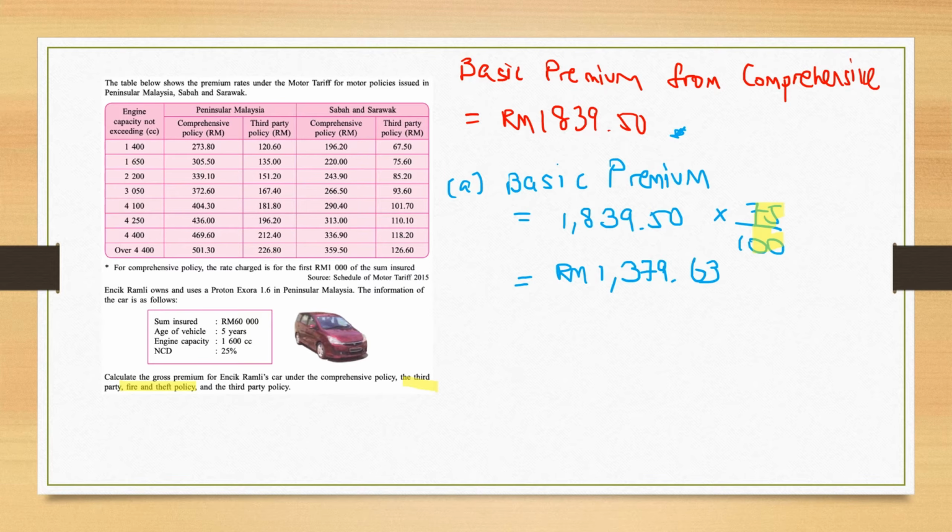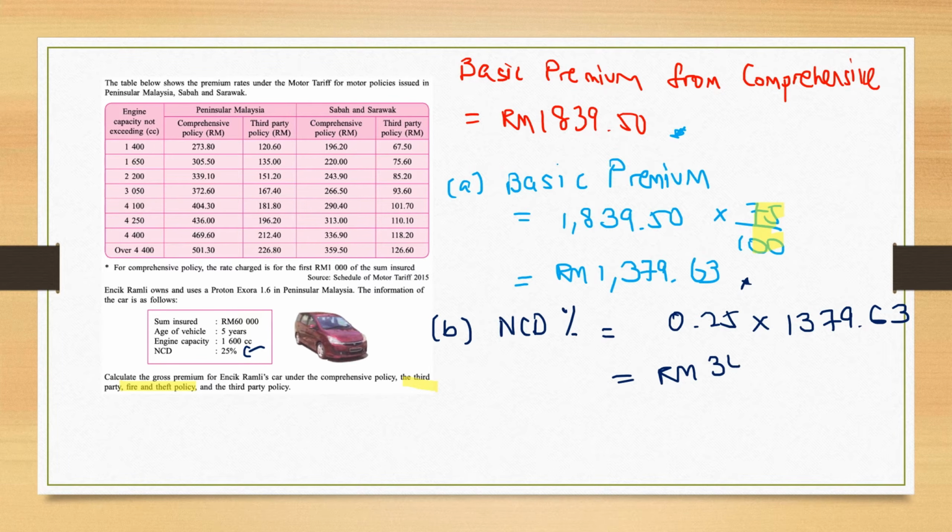Now, B. Okay, so you can calculate your NCD percentage. NCD percentage would be your 25%. Same thing over here, 0.25 times your basic premium right here, 1379.63, and that would be RM344.91, 344 ringgit and 91 cents.